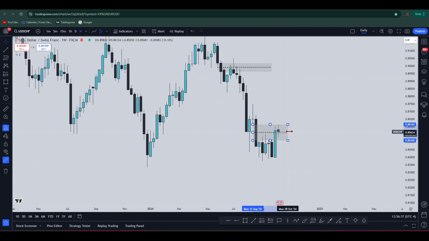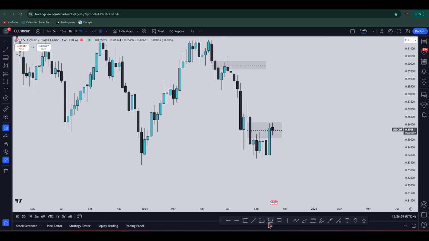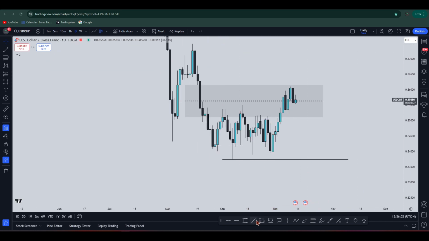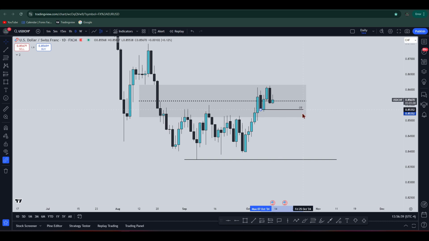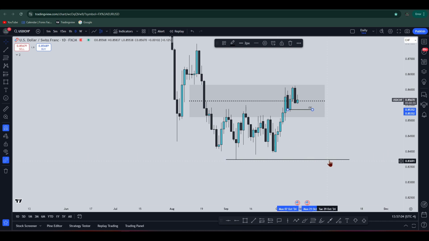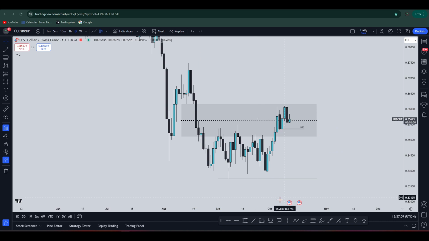Not much to say. We're still inside this fair value gap. If we manage to stay in this fair value gap and we start seeing bearish price action on the daily, for example a break below this fair value gap, this potential order block, it's not formed yet, but if we break below this, I would say we will attack this low. If we close above this shaded area, then we will attack this high.